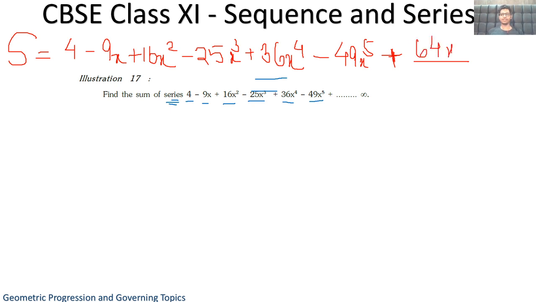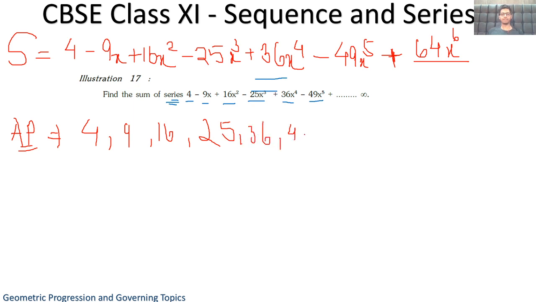So how we reached here is we saw that the terms given have a unique pattern. It's not an AP, but we have a unique pattern: we have squares of the given terms, that is 4, 9, 16, 25, 36, 49 and then 64. From here we can deduce the terms given here are squares of natural numbers.